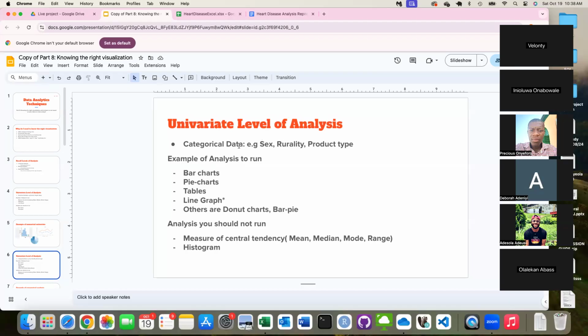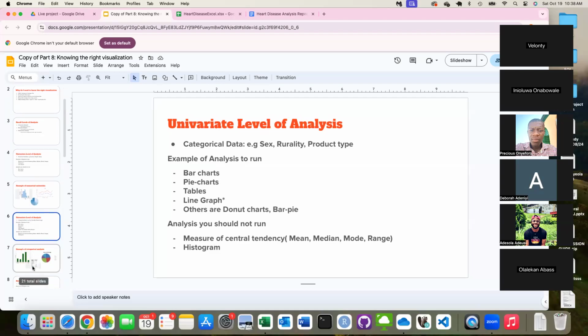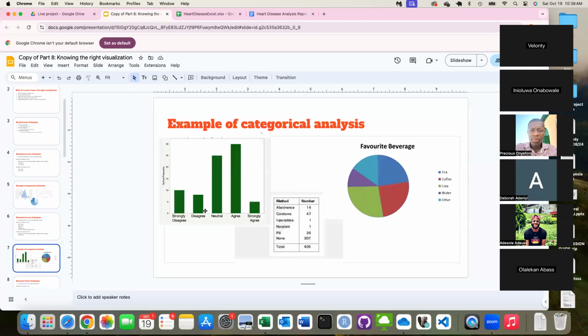So for categorical data, we have bar charts, pie charts, basically stuff that can group people into categories as a visualization. So this is a bar chart. If you have a survey and people filled in agree, disagree, neutral, you can see how many people filled in disagree, how many people filled in neutral. This is a bar chart, which makes sense for categorical data.